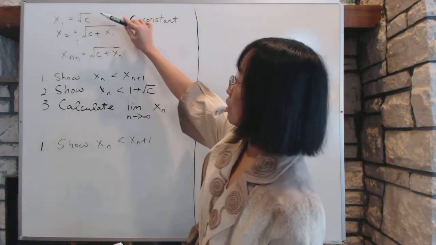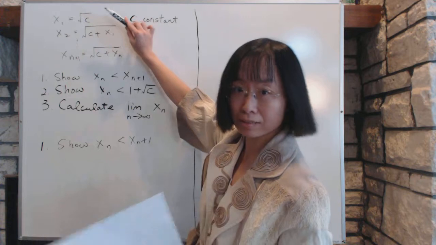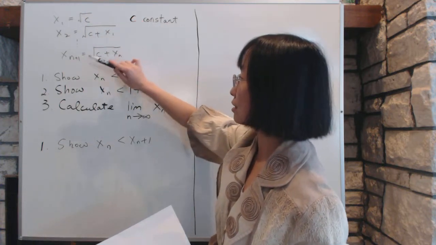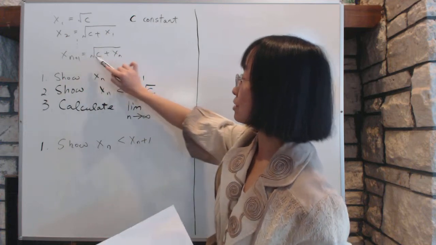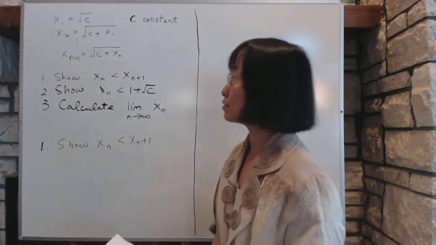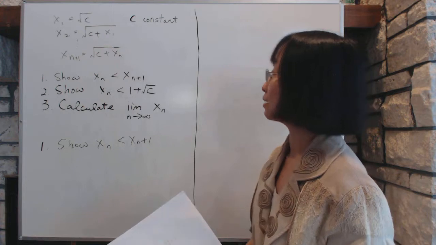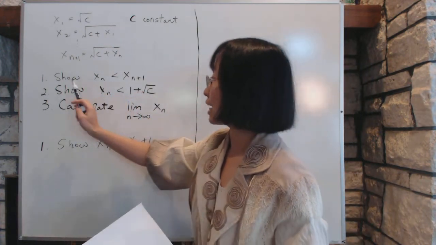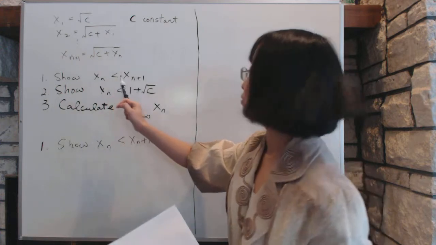We have a sequence where x1 is the square root of c, where c is some constant, x2 is the square root of c plus x1, and you keep doing that. Then xn plus 1 is the square root of c plus xn. So after a while, you have a whole bunch of square roots stacked up. The problem can appear to be very confusing, but it actually comes out quite straightforward.